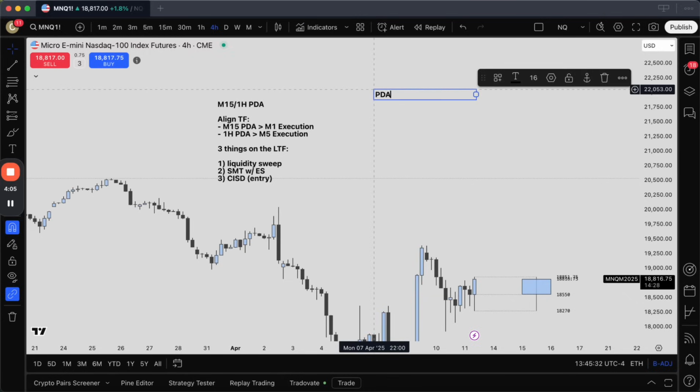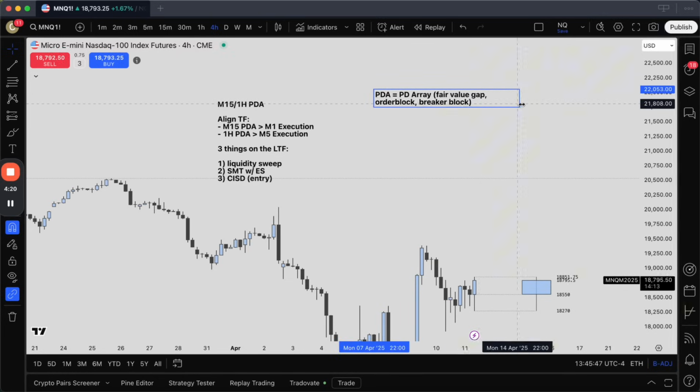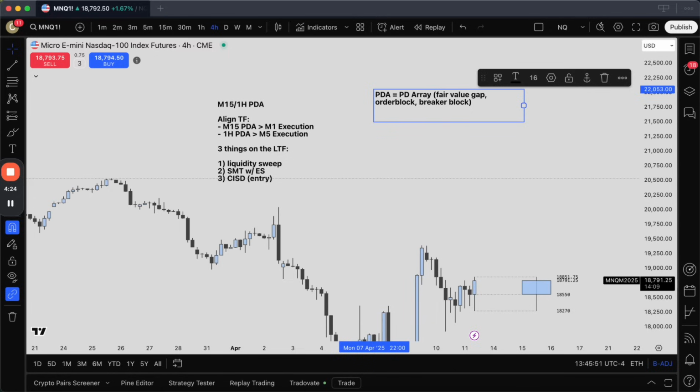These are the terms. So PD array is a PD array. Okay, this could be fair value gap, order block, breaker block, right? These are the three PD arrays that I trade, okay? Fairly simple, all right? Next thing is a TF. Obviously, it's just time frame. Okay, and if you already know what these terms are, I'm just doing it for the people who don't, okay? Time frame.